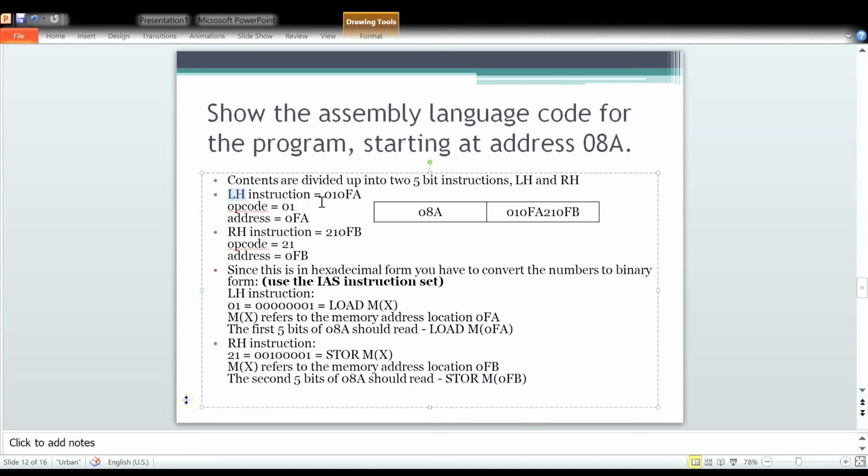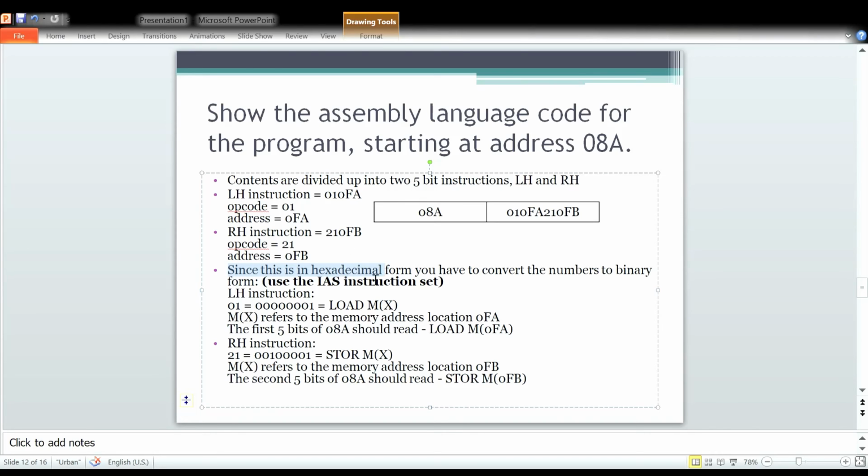For the left hex instruction, we have 010FA. So we have the opcode 01, the first two digits, and then the address will be the last three digits, 0FA. For the right hex instruction, we have 210FB. The opcode is 21, and the address is 0FB.